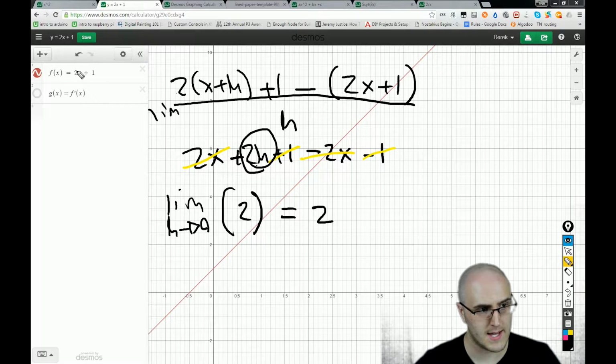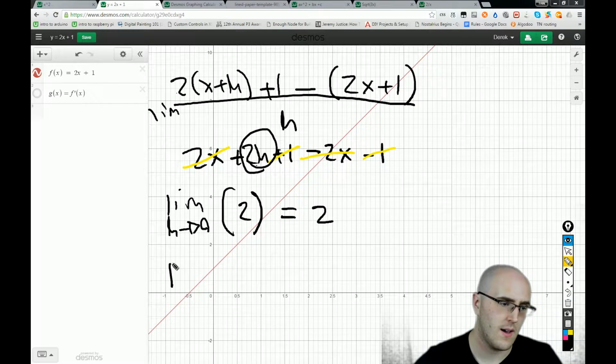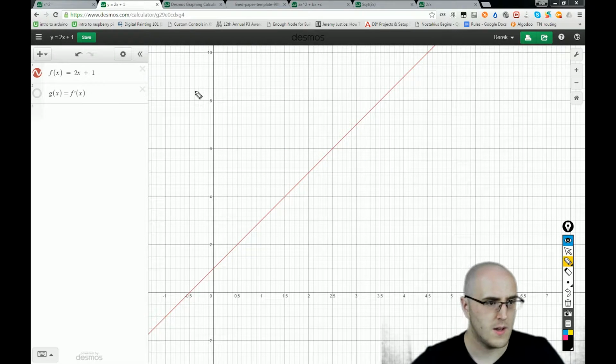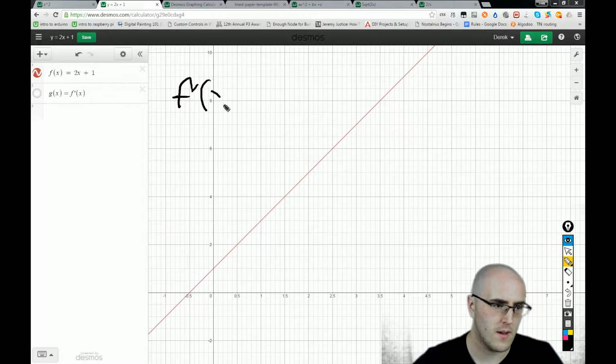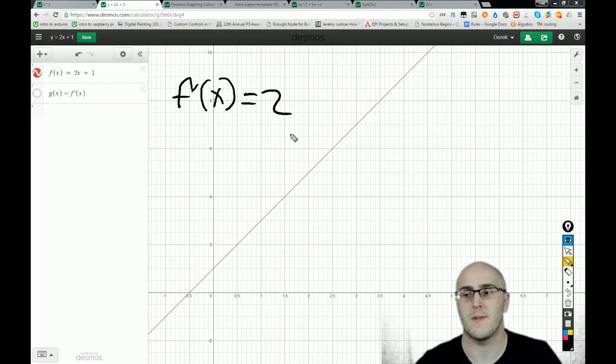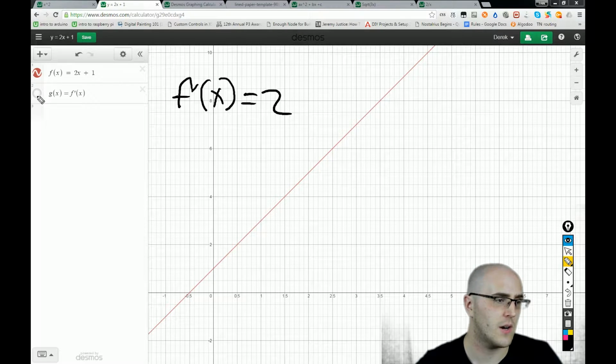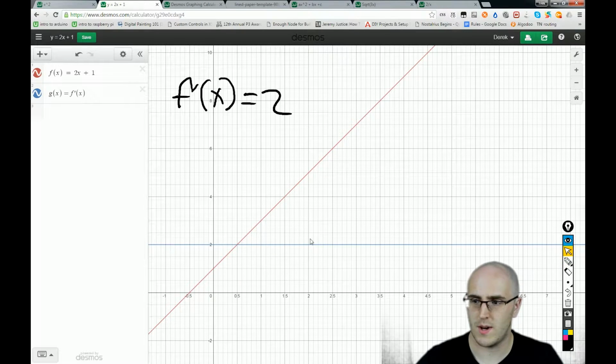true. This has a derivative of 2, so f prime, I'm going to clear. So f prime of x is equal to 2. Note that it doesn't vary as a function of x. So let's color it in here. It's a straight line. It's a constant. It has a value of 2.